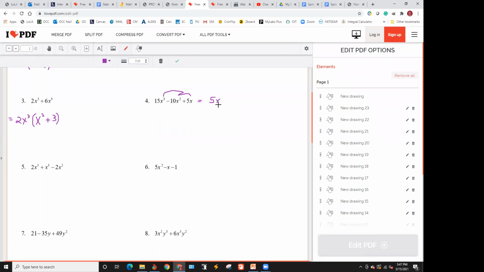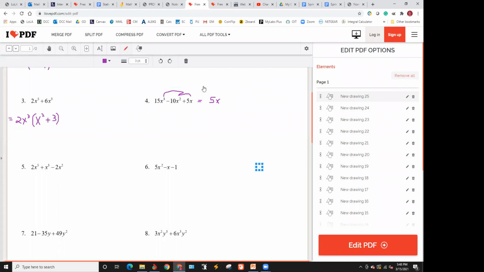You can't factor out something power-wise that's larger than that number. Because what you'd end up having to do is, if you had x cubed here, x cubed here, you'd have to have an x to the negative something for that to come out like that. So it's always the smaller power.